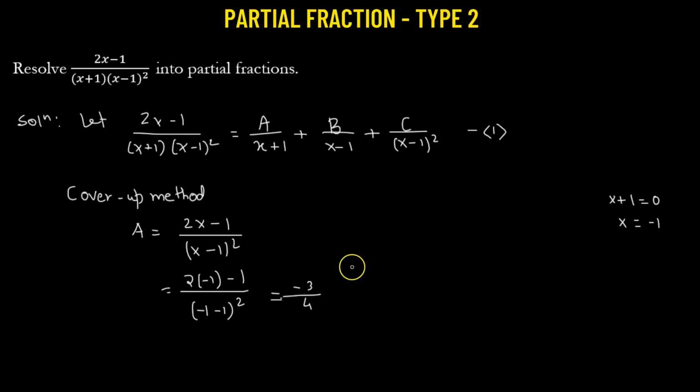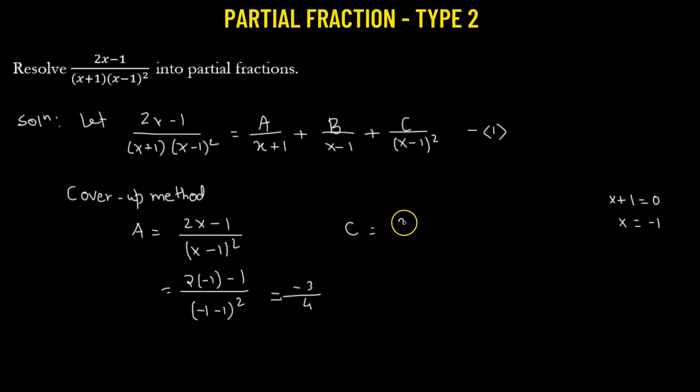Now, we cannot use the cover-up method to find the value of B, because if we cover up the factor x minus 1, we have x minus 1 whole square, so we will still be left with another x minus 1. So we have to completely get rid of the factor containing x minus 1. So we can use the cover-up method only to find the value of C.